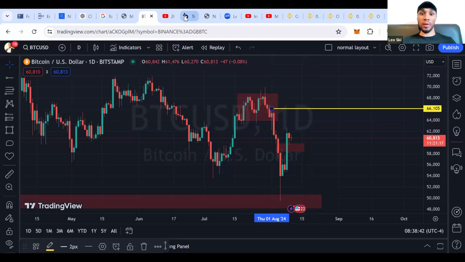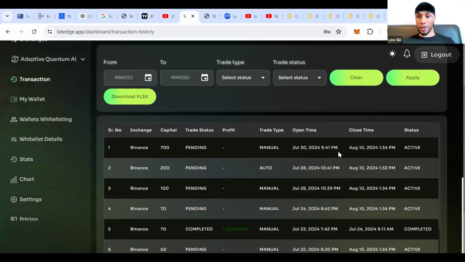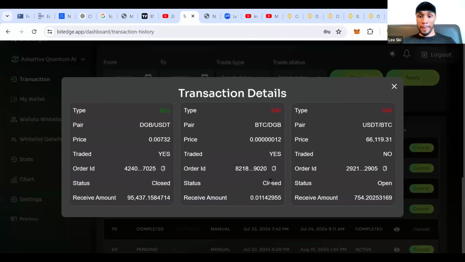Why? Because I've got a trade in Bitedge still pending, which is this one here, where I've used 700 in capital. If I go on to the trade, you can see it's done this trade, it's done this trade, it's just waiting for this one, which is to convert Bitcoin back into USDT. And the price is 66,119. So that's what I'm waiting for Bitedge to come back to. Now, am I fast? No, because I know Bitcoin's going to go up naturally over time anyway. Bull run hasn't even started.